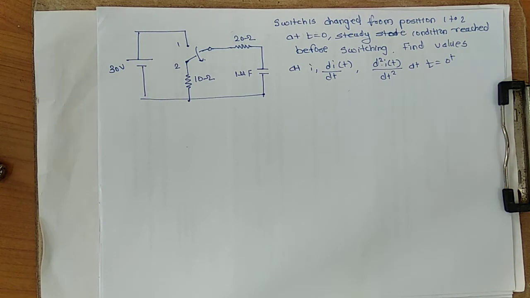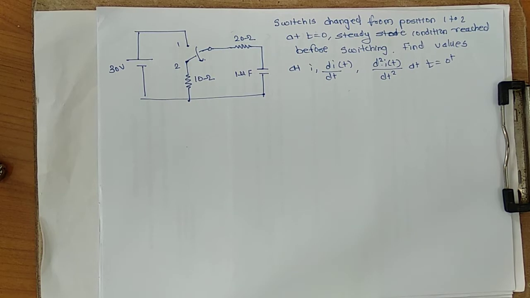In the last lecture we have seen some problems on the transient analysis. In those problems we found the current, then the differential current, that is di(t)/dt, and d2i(t)/dt² at t equals 0 plus. In those problems there was no previous condition available. In this next problem, there is a next level problem, as you can say.